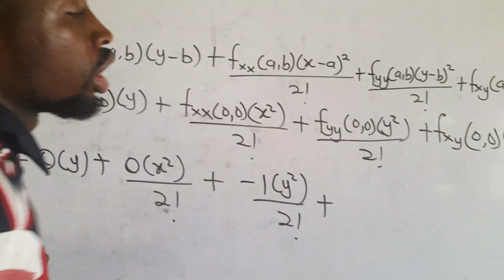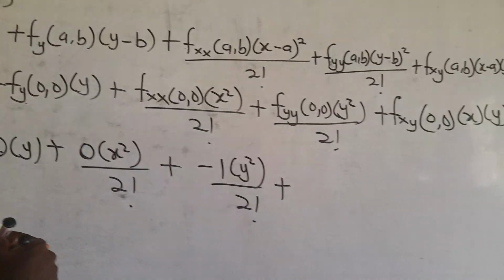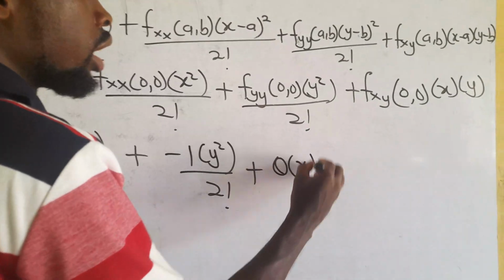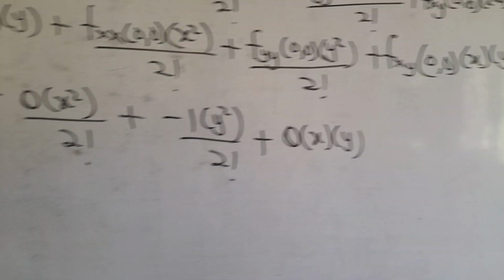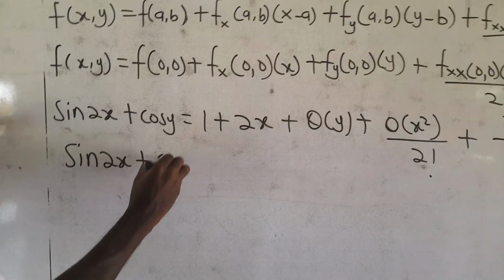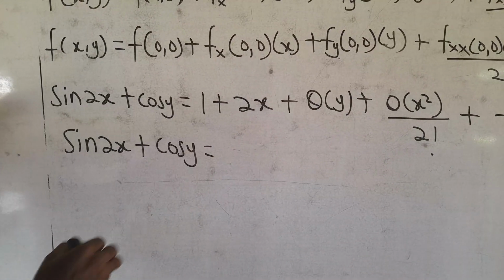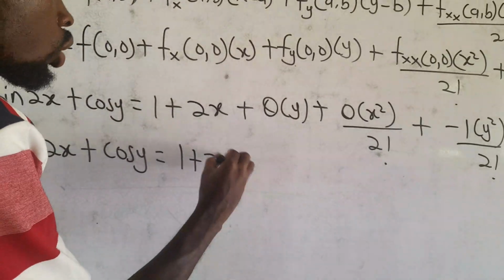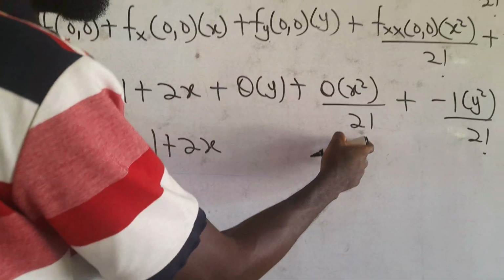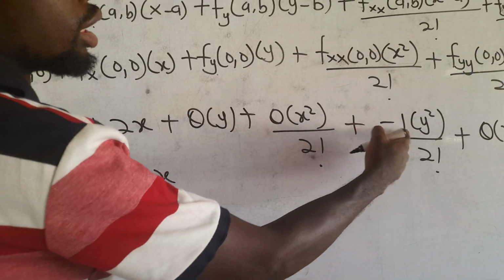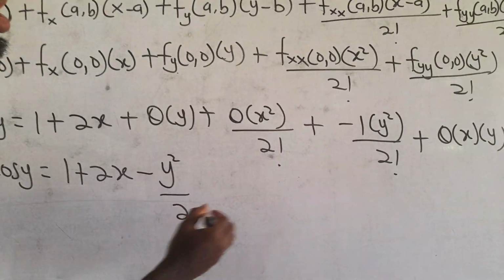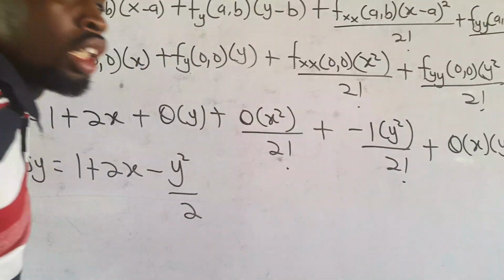Then plus the partial differentiation of the function with respect to x, then with respect to y centered at 0, 0 was 0. So we get 0 times x and times y. We can see the Taylor series expansion for this function 2x plus cos y will be equal to 1 plus 2x. 0 times y is 0. 0 times x squared divided by 2 factorial is still 0. Negative 1 times y squared will be minus y squared, 2 factorial is 2. Then 0 times x times y is 0.